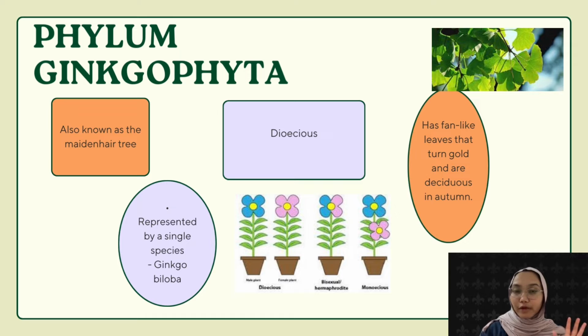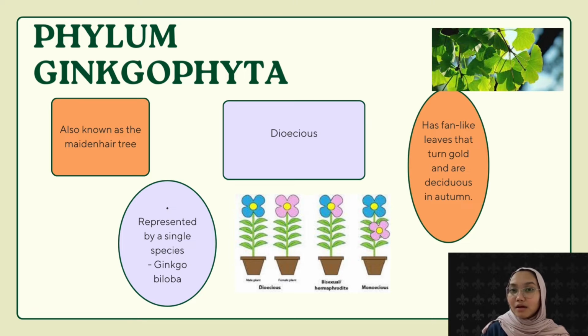First, phylum Ginkgophyta is also known as maidenhair tree. Secondly, phylum Ginkgophyta is dioecious. What is meant by dioecious? Dioecious means male and female reproductive organs are in separate individuals.